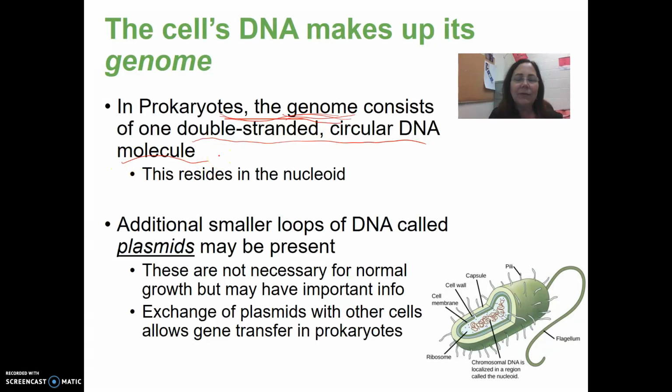We have 23 pairs of chromosomes in humans, and they are rod-shaped, but there's one single circular chromosome in a prokaryote. And here you can see it. It doesn't look much like a circle, but that is because it is so large and it's just tangled up. But it's really a very large circular chromosome, and it resides in a region called the nucleoid region. Sometimes you'll have additional loops of DNA called plasmids, but they'll be very small, and plasmids might contain extra genes.